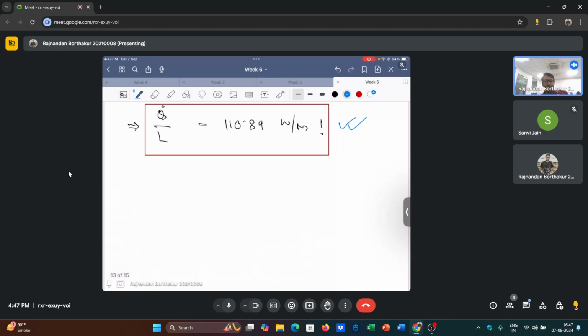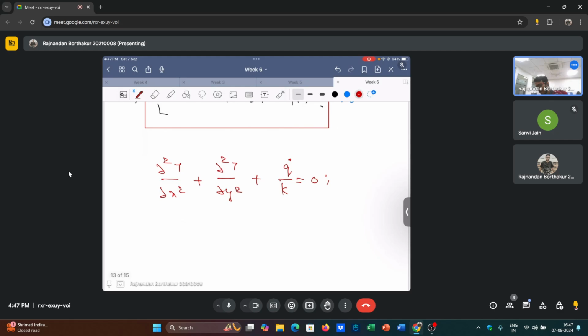If I have a 2D heat transfer problem with heat generation, then of course my governing equation would now become, let's say, del 2T by del x2 plus del 2T by del y2. And remember, this is also one of your assignment problems. So this can be written as plus q dot by k equal to 0, where q dot is your volumetric heat generation. Then you can basically write this as del 2T by del x2 plus del 2T by del y2 equal to minus q dot by k.